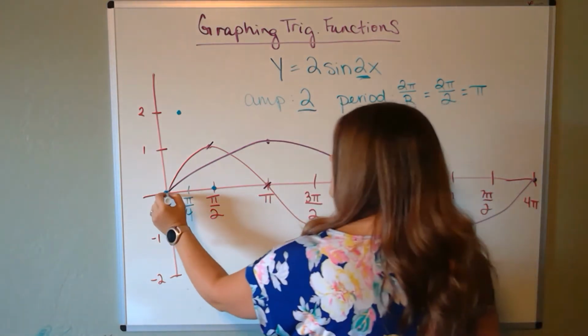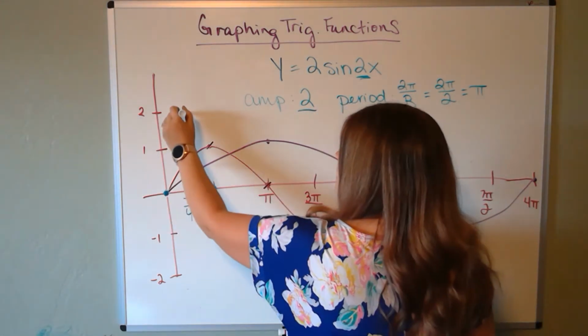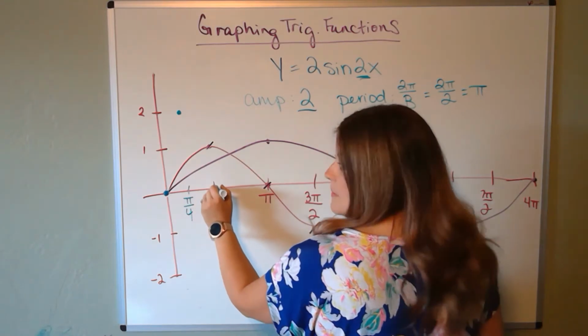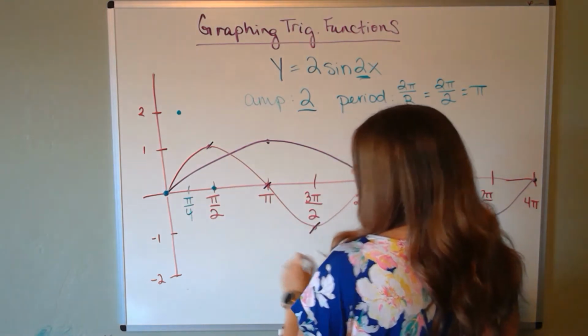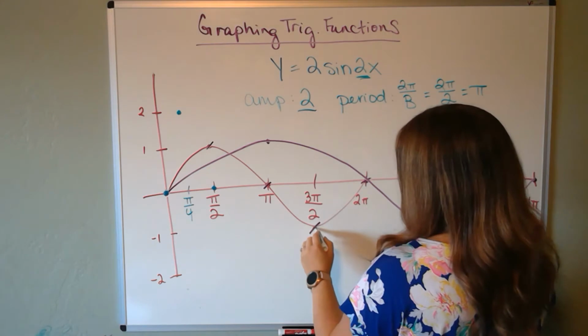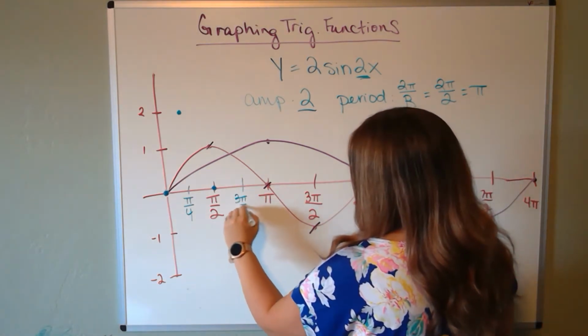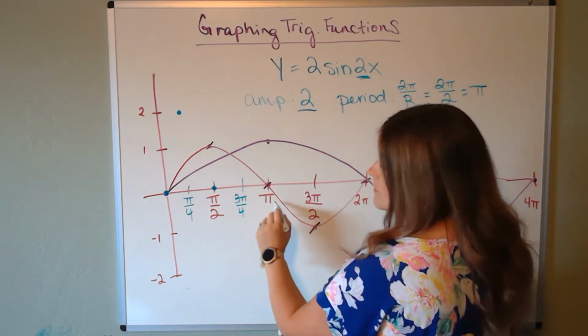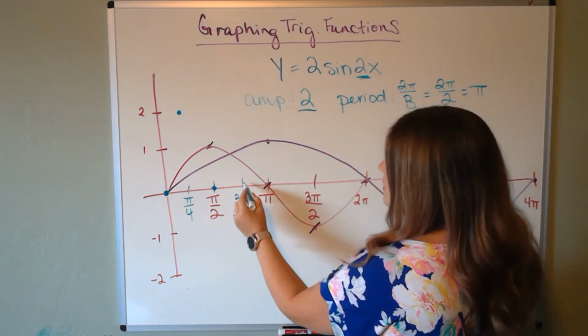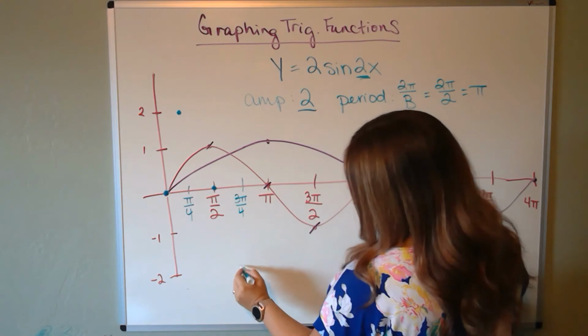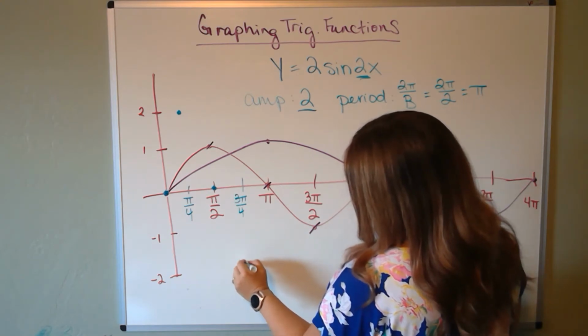But we hit our 0, 0. We hit our high point. We hit our x-axis again. It's time for the low point. Where does it go? Well, it used to happen here at 3 pi over 2, but it's going to happen at 3 pi over 4 now, which is between these two. Now, how low is it going to go? Your amplitude is 2, so it's going to be down at negative 2.